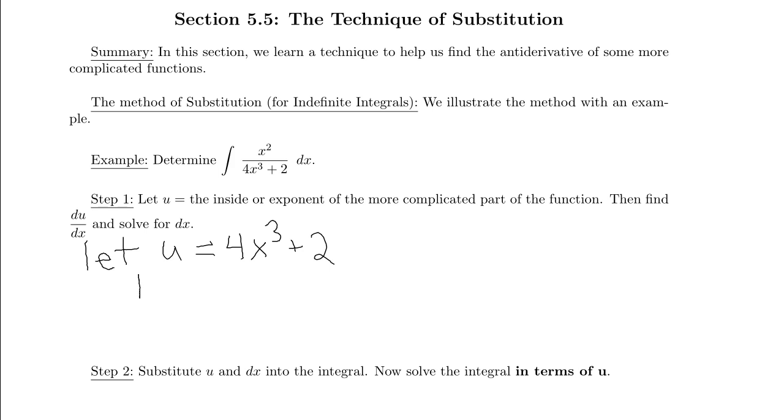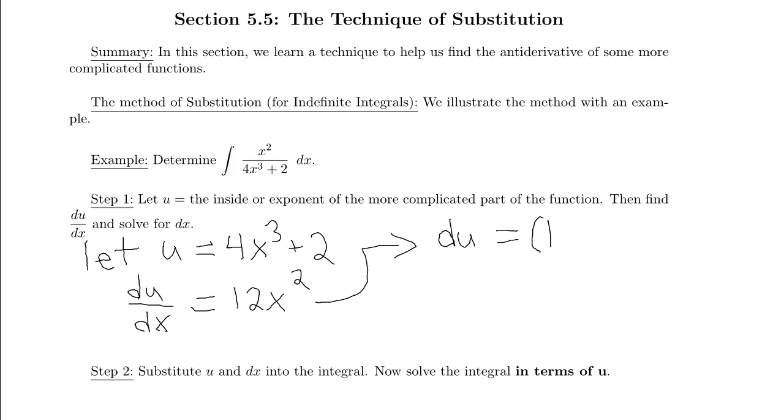Okay, the next part of step 1 says find du dx. So we want to find the derivative of u with respect to x. So du dx is going to equal 12x squared. And then the next thing it says to do is to solve for dx. So we know that if we multiply both sides by dx, du is equal to 12x squared dx. And so then we would get that dx, if we isolate for it, would be 1 over 12x squared du.